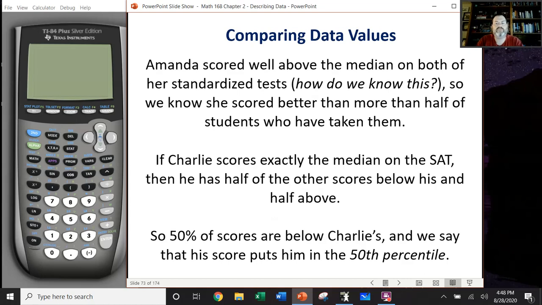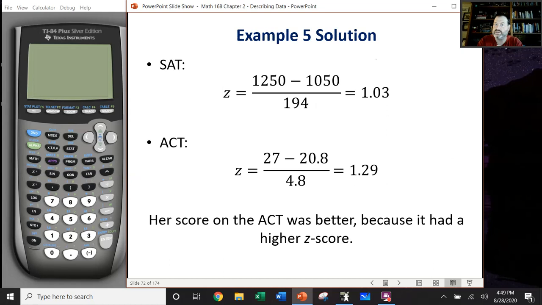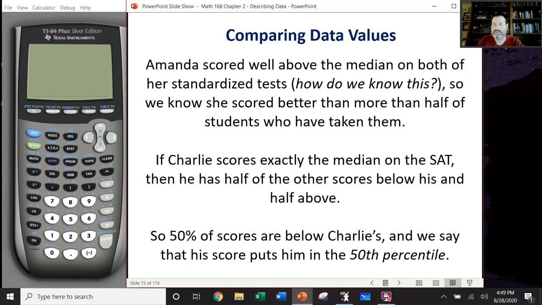So how do we compare the data values in other ways? So we saw that Amanda scored well above the median on both of her standardized tests. So we know she scored better than more than half of the students who have taken them. One quick note, anytime in the PowerPoints I put in little hints like this, that means that's something you should think about, that if you don't know why this is true, you should really think about this or ask somebody about this. Okay, so I put little mini quizzes in there, so make sure you understand how we are aware that Amanda scored better than the median on both of her tests. Because the median is not involved in any of these calculations, right? The mean is in these calculations, but just think about that.